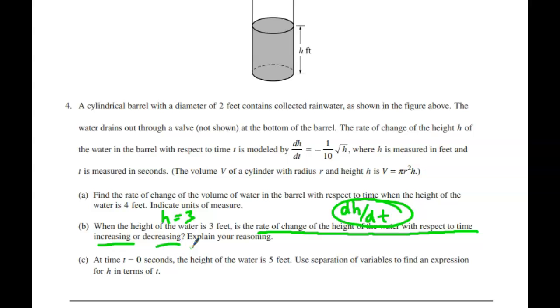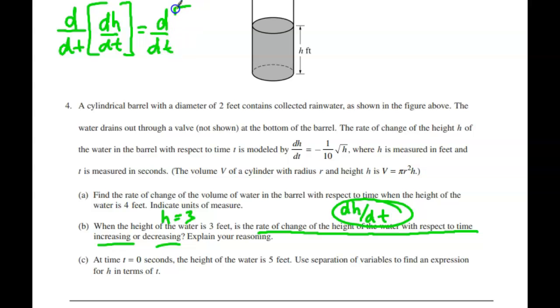Well, if you want to know if anything is increasing or decreasing, you need to find its slope. If the slope is positive, then it's increasing. If its slope is negative, then it's decreasing. So I need to find the slope of this. So I need to find the derivative with respect to time of dH/dt to find out if it is increasing or decreasing. dH/dt is negative 1 over 10 square root of h.